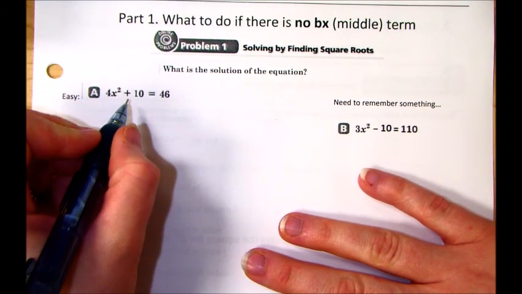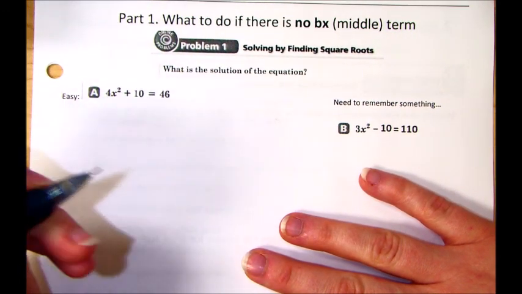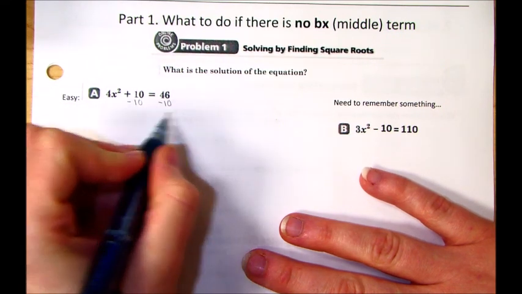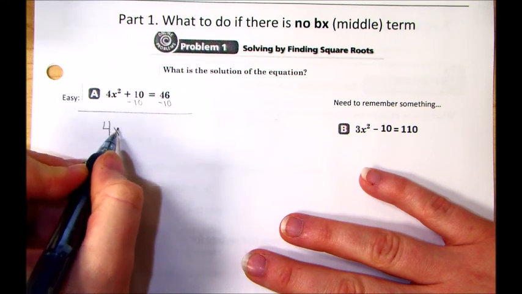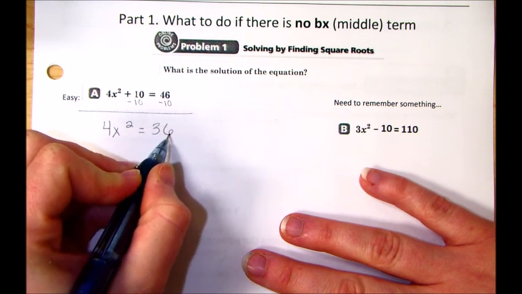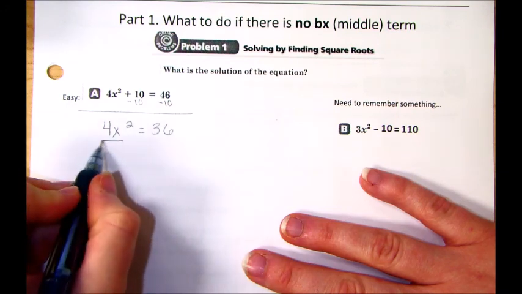Step 1, take the constant to the other side. So we need to take away 10. We got to isolate x squared. So we get 4x squared equals 46 minus 10 is 36. That was pretty easy. Now divide each side by 4.